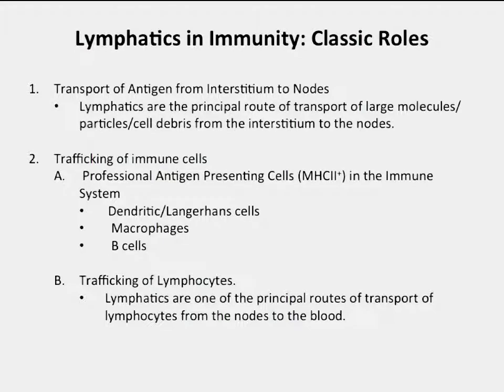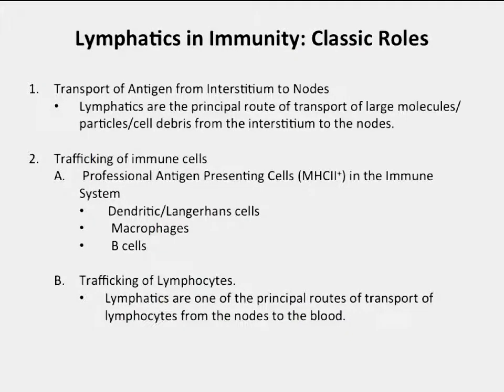I won't spend a lot of time on our more recent work in looking at some of these things, but some of the classic roles, one of those that most immunologists know is that the lymphatic system is critical for the transport of antigens from the interstitium to the nodes. They are the principal route of transport of all large macromolecules, particles, cell debris from the interstitium to the node because it's designed to do that. The blood vascular system is not designed for it. So anything above about 5,000 molecular weight will predominantly be transported greater than 90% by lymphatics versus blood. It plays a key role in this process.